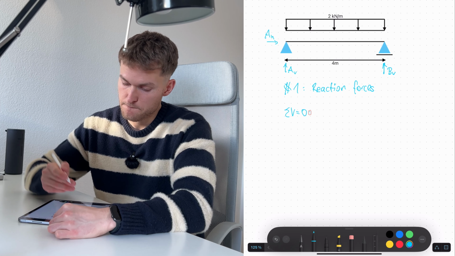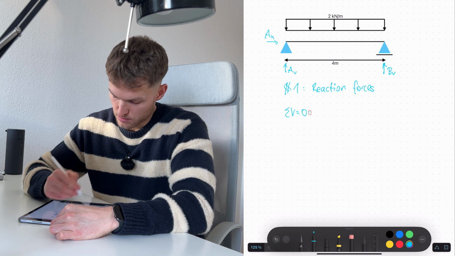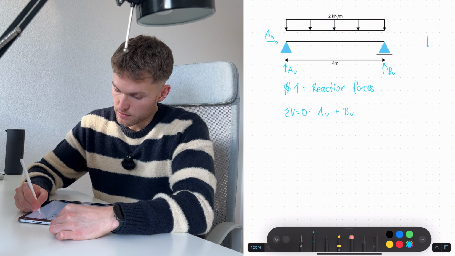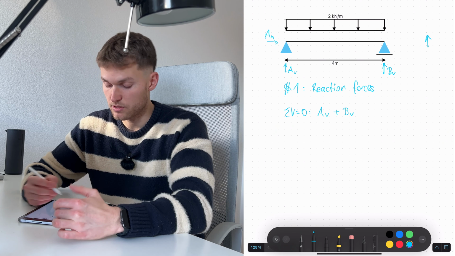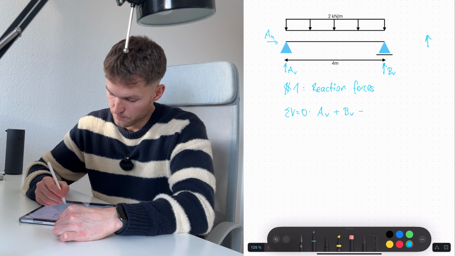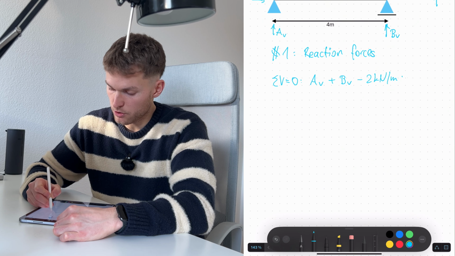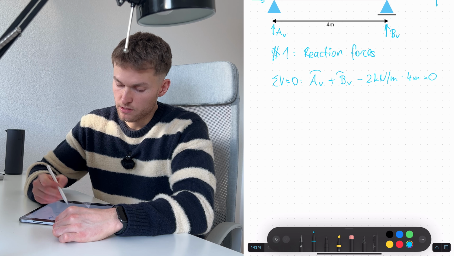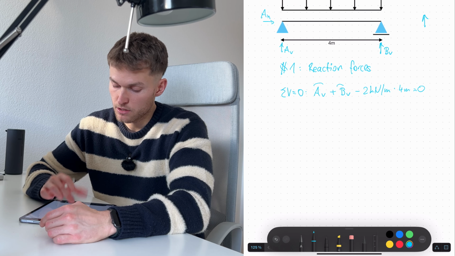How does that look like? So we have our 2 supports, AV plus BV, and they are in the same direction, so that's why we add them. But then the line load is in the opposite direction, that's why we subtract that. So we have 2 kilonewton per meter times 4 meters equals 0. But now we have 2 unknowns, AV and BV, so we cannot solve this equation. So that's why we need another equation.